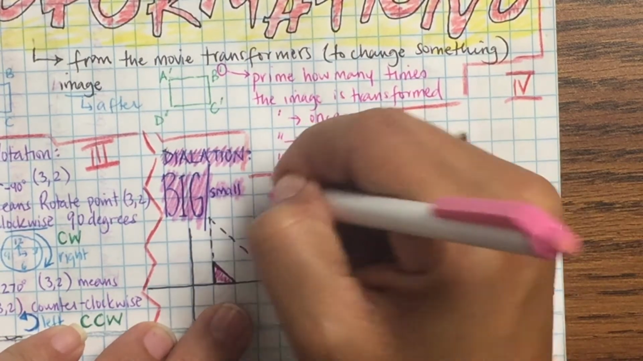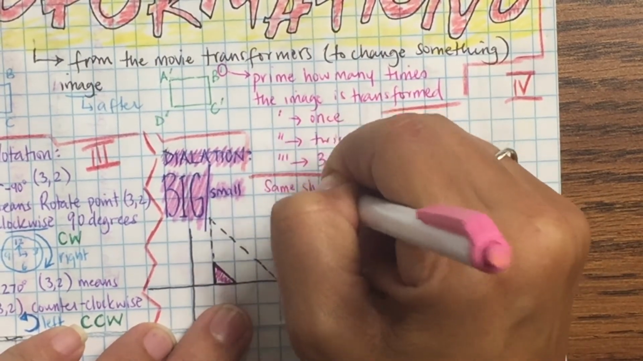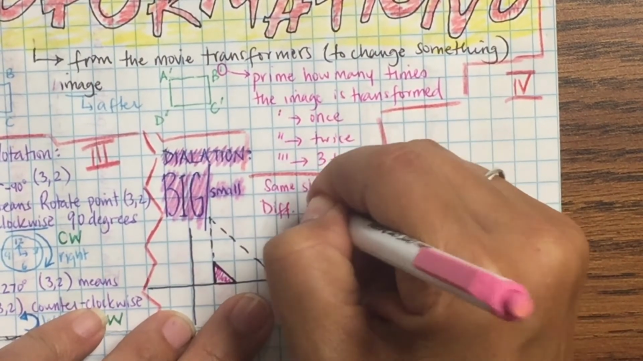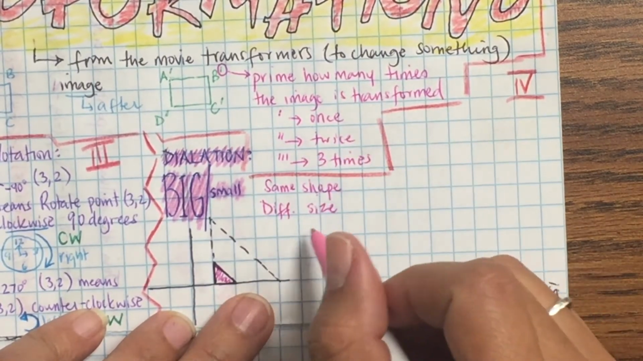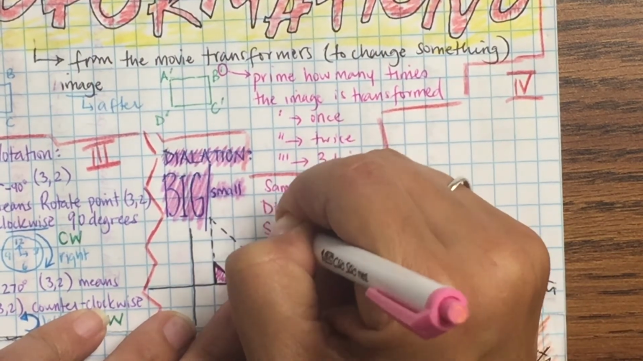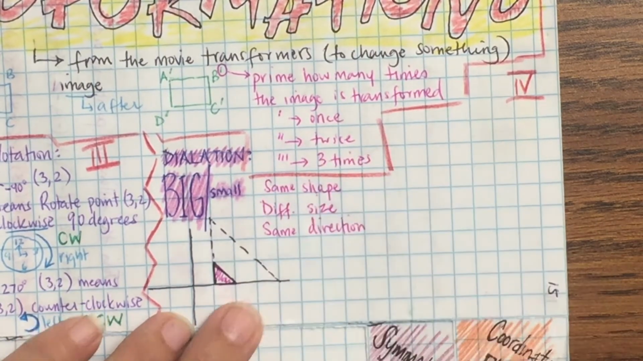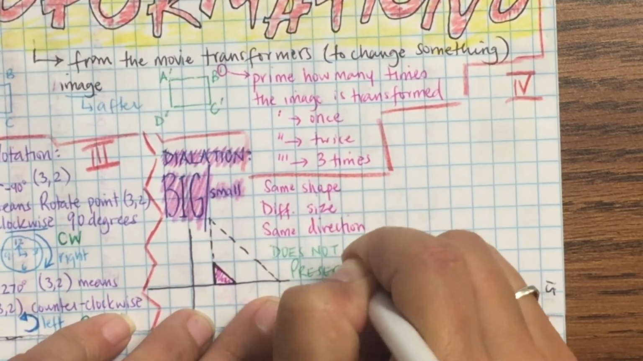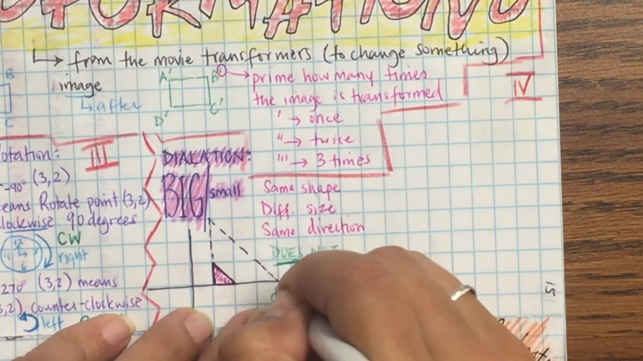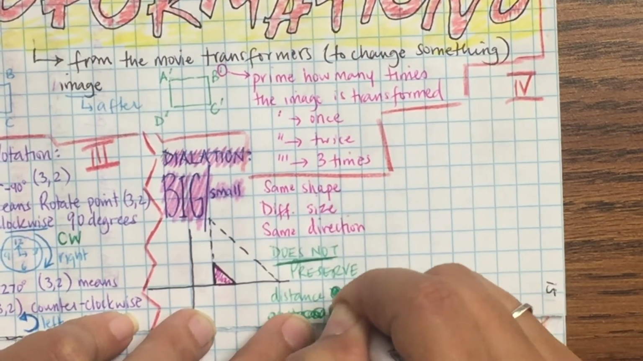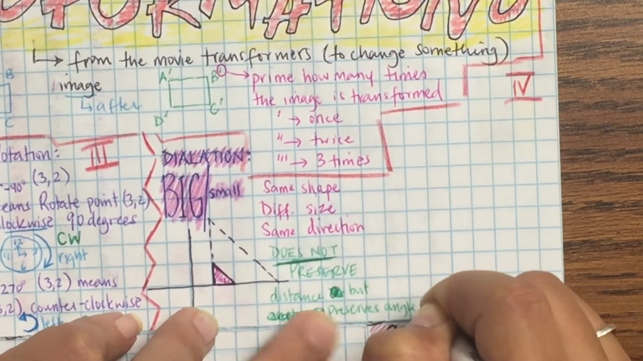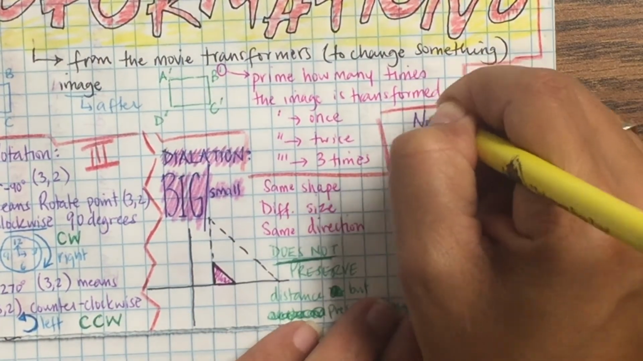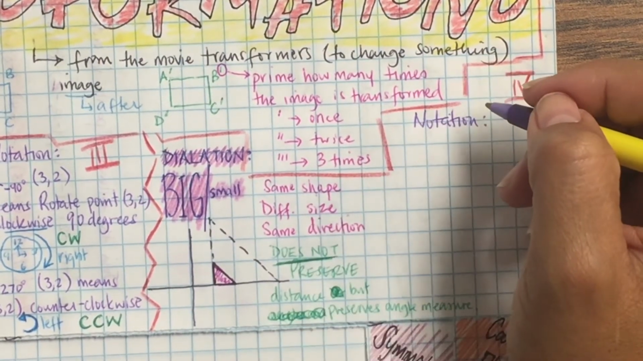Alright, so what do you notice? Same shape, right? It's a different size, but it's the same direction. Like it's still standing straight or upright, or however you want to say that. So we said in every single other one that it preserves distance, but this one does not preserve distance because you can see the distance is longer. This is a listening check. Instead of writing but preserves angle measure, you're going to say and preserves angle measure. So it does not preserve distance and angle measure.